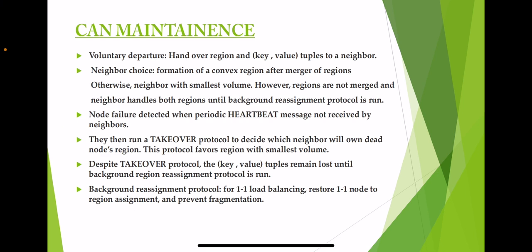Node failure is detected when the periodic heartbeat message is not received by the neighbors. They then run a takeover protocol to decide which neighbor will own the dead node's region. Despite the takeover protocol, the key-value tuples remain lost until the background region reassignment protocol is run. The background reassignment protocol provides one-to-one load balancing, restores the one-to-one node-to-region assignment, and prevents fragmentation.